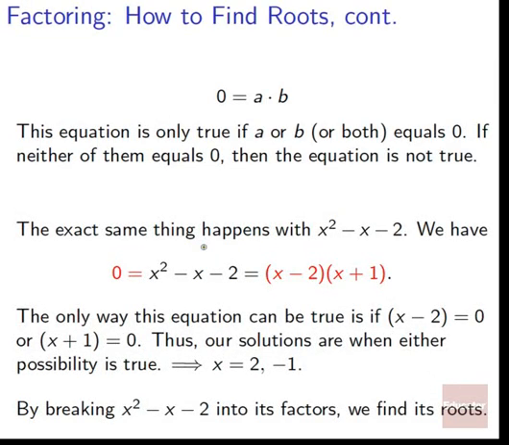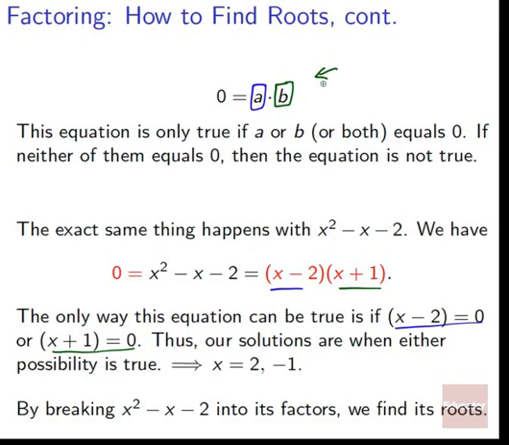It's the exact same thing happening with x squared minus x minus 2. We've got 0 equals x squared minus x minus 2, which we then factor into x minus 2 and x plus 1, right? So let's use two different colors so we can see where this matches up. We're pairing this to the same idea of the a times b equals 0. It's x minus 2 times x plus 1 equals 0. The only way this equation can be true is if x minus 2 equals 0 or x plus 1 equals 0. Just as we showed up here, it has to be the case that a or b equals 0 for that to be true. So it must be the case that either x minus 2 or x plus 1 equals 0 if this is going to be true.